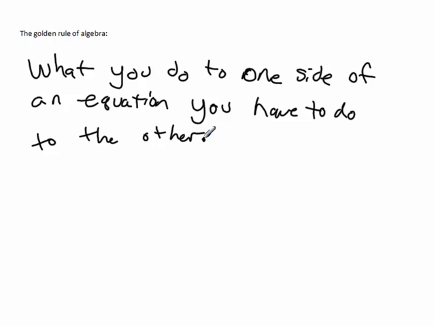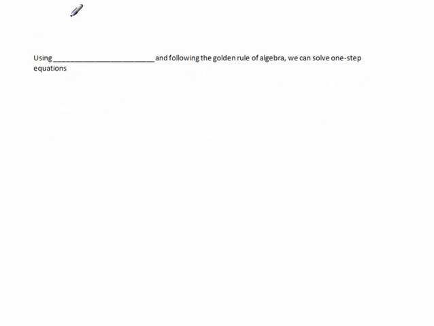So we have to keep equations balanced, right? In order for things to be said to be equal, if I add or subtract, or if I do anything to one side of an equation, and I don't do that to the other side, then it wouldn't be equal anymore. So that's the whole idea of making sure that everything stays equal. So here, following the golden rule of algebra, we could solve one-step equations using the properties of equality.